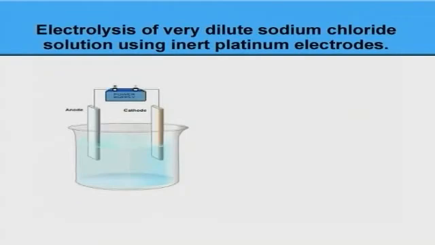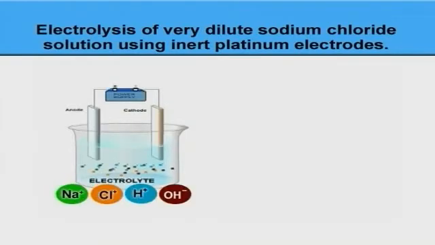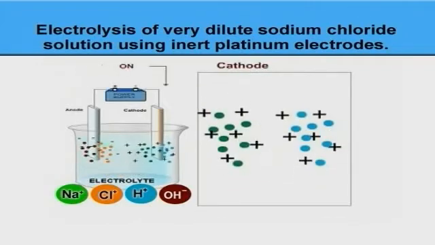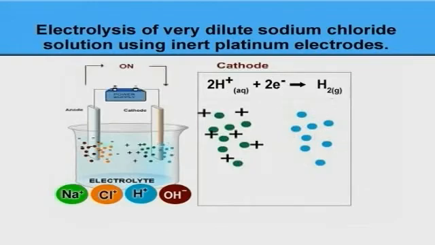Since the sodium chloride is dissolved in water, the following ions are present: sodium, chloride, hydrogen, and hydroxide from the water. Both hydrogen and sodium ions migrate to the cathode. However, only hydrogen ions will be discharged initially. They are lower in the electrochemical series and require less energy. 2 moles of hydrogen ions gain 2 moles of electrons to give you 1 mole of hydrogen gas, and that is reduction.